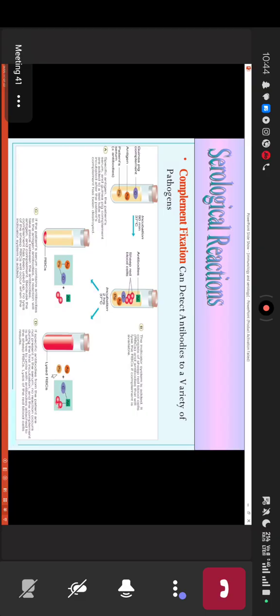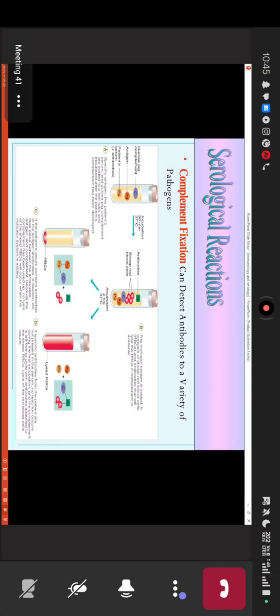Now in case 2, no reaction occurs with the patient serum, right? So the complement is free now. If specific antibodies are not present in the patient serum, no reaction will occur during the incubation. So whenever we add the indicator, it combines with the free complement and lyses the RBC. So as a result, lysis of RBC will occur. So this is your complement fixation. With the help of that, you can detect antibodies to a variety of pathogens, right?